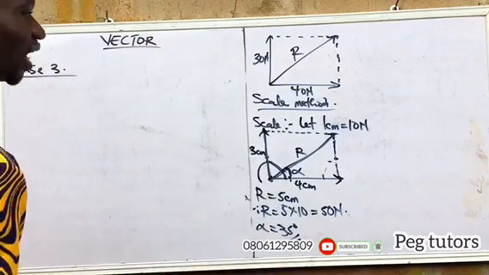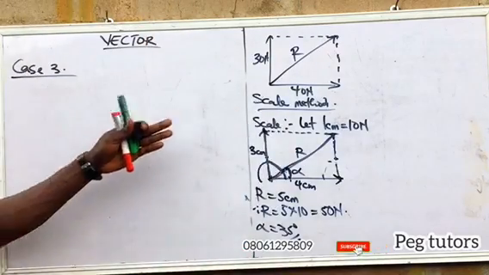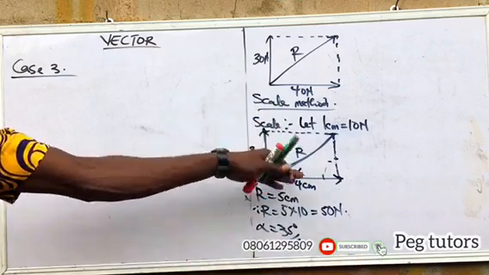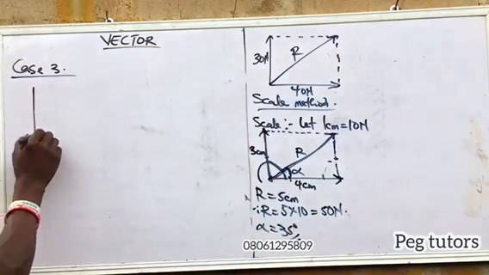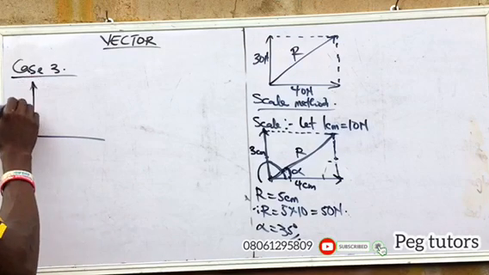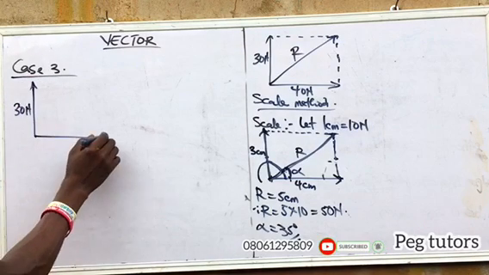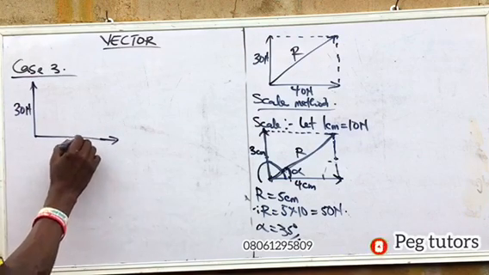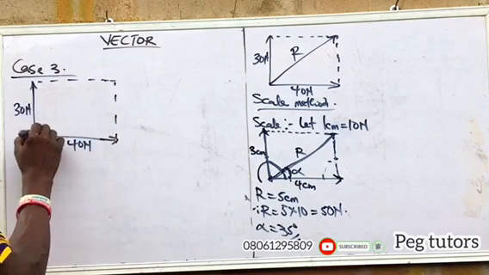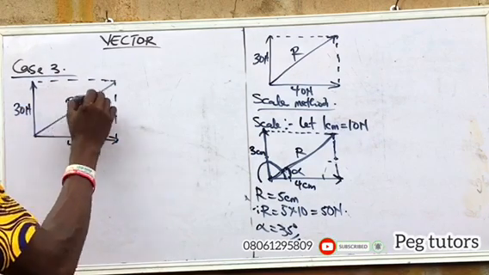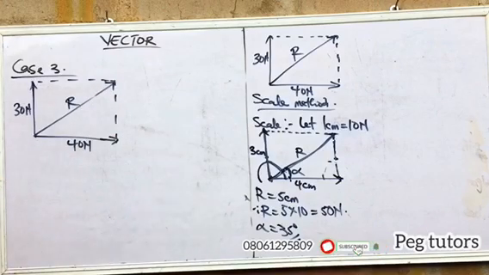So if you are using the analytical method, you don't need to draw all these. You draw all this because you are using the scale method. So let us draw back our line, and this is our 30 Newton. This is our 40 Newton. So you just use your dotted line to join this together to form a parallelogram, and then join this together. So this becomes your arrow. Don't forget to put your arrow here.